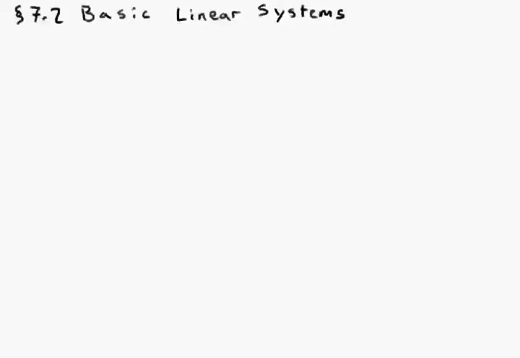In this video, section 7.2, basic linear systems. So we'll start off with a nice simple system of two linear equations. We will have two variables, y and x, and our two equations will be 3y plus 2x is equal to 7 and y is equal to 5 minus 2x.